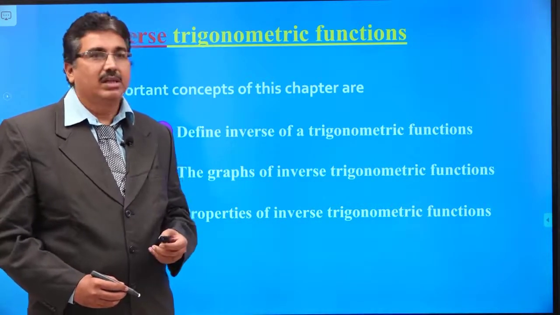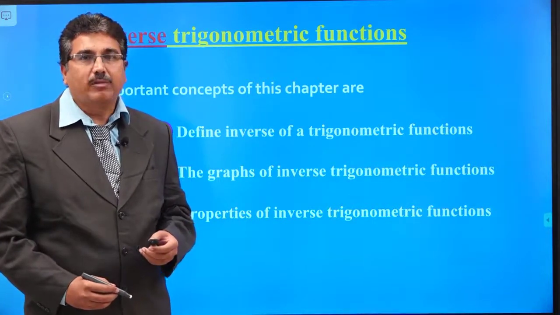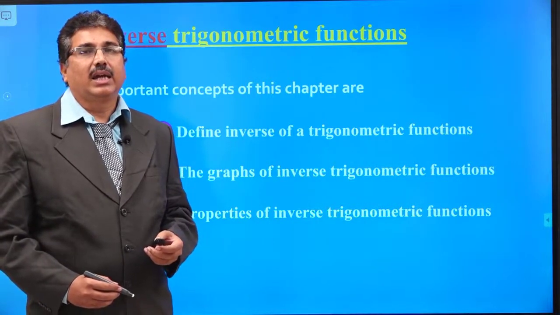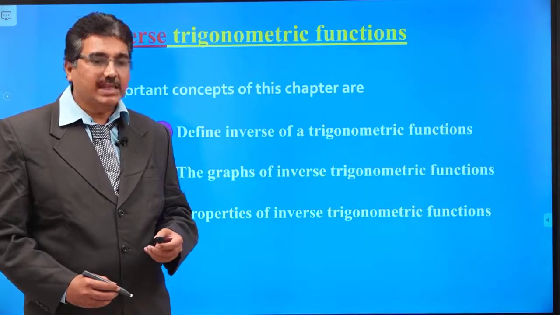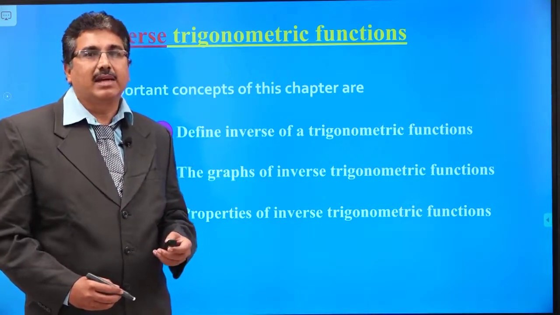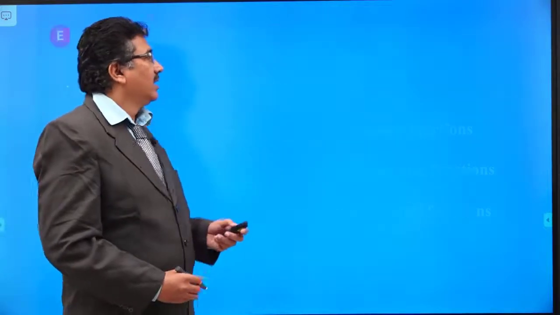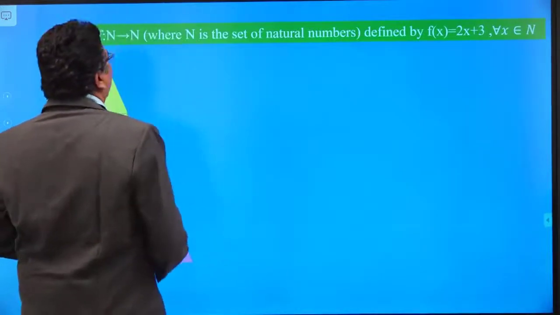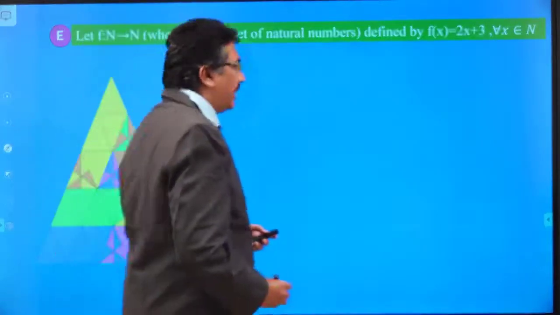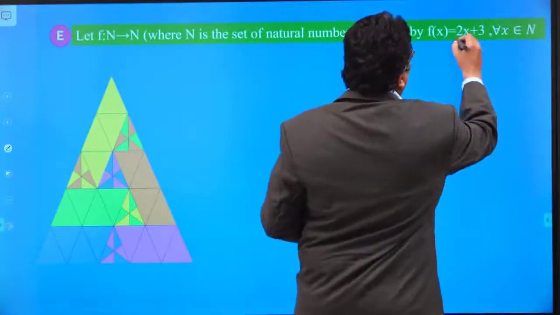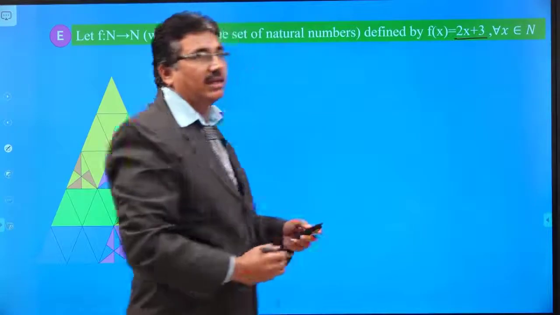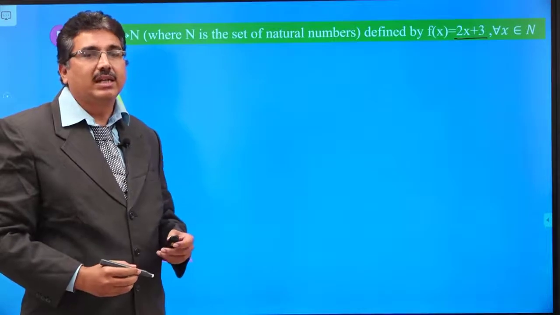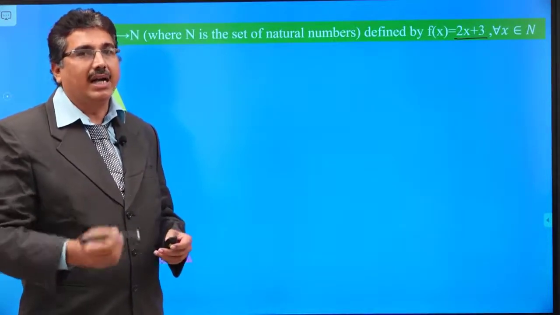Now, second question is, which type of functions have inverse? For getting the answer to this question, see some examples. Example 1. Let f mapping from N to N defined by f of x is equal to 2x plus 3, a linear function. Okay, this is a function. Now, verify this function is 1-1 or onto.